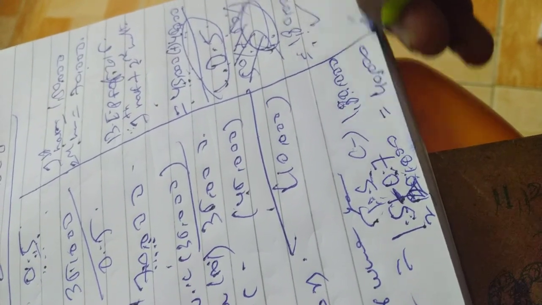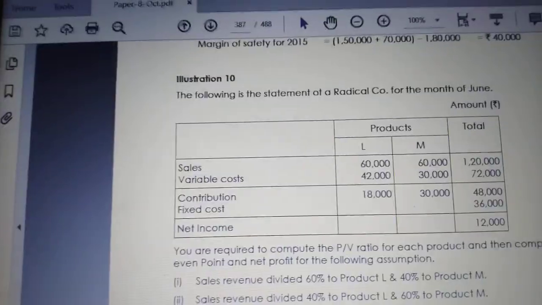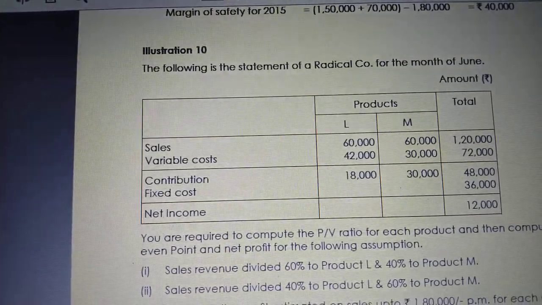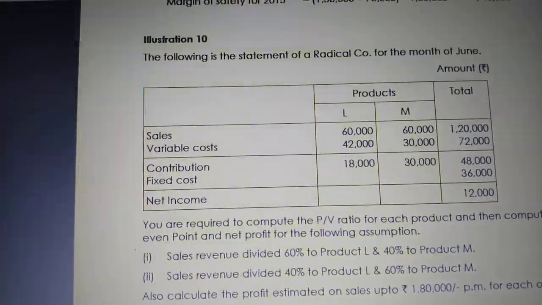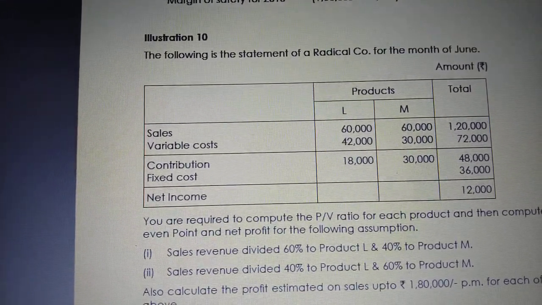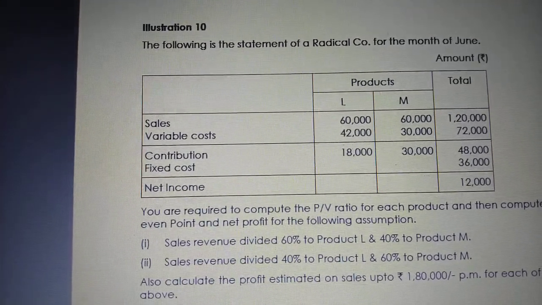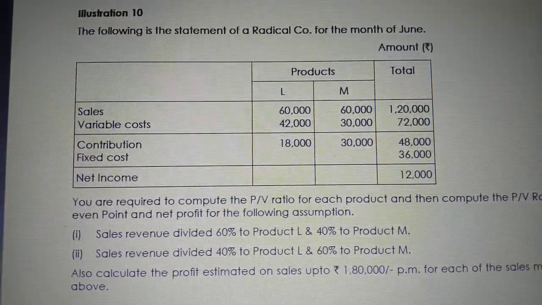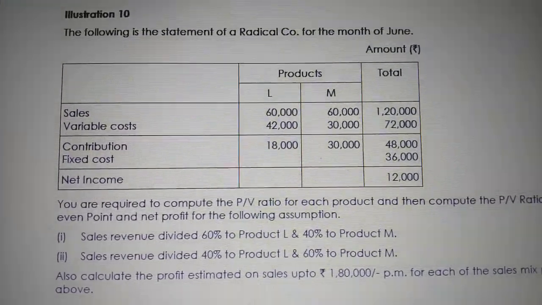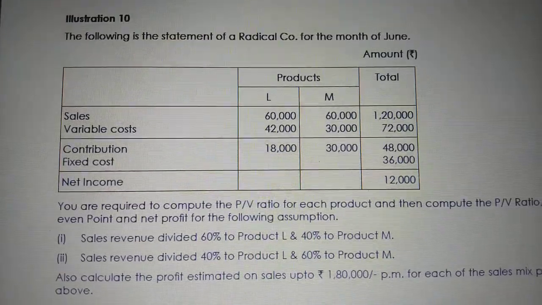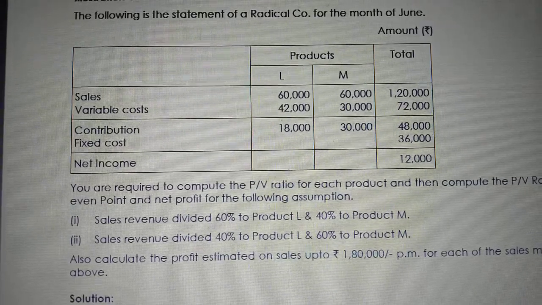Okay. With this, the problem is over. We'll move to the next problem. Next question, illustration 10. The following statement is of a company for the month of June. They have two products, L and M. Sales is given, variable cost is given, contribution is given. For products L and M there is no separate fixed cost. As a company as a whole, they incurred 36,000 fixed cost. Net income is 12,000, that is profit is 12,000.